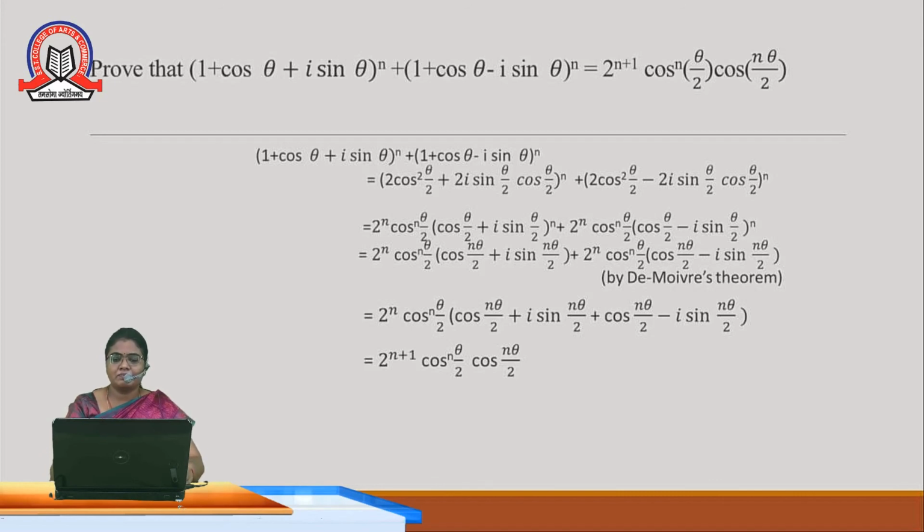So these are some basic formulas of complex numbers using the basic idea.